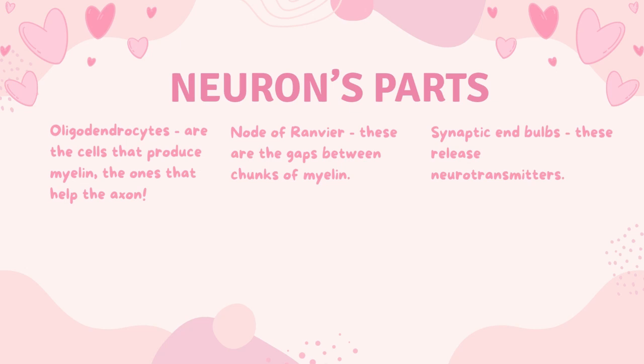Next, oligodendrocytes. These are the cells that produce myelin, the ones that help the axon. Next, the nodes of Ranvier are the gaps between chunks of myelin. And last but not least, the synaptic end bulbs are the ones releasing neurotransmitters. Neurotransmitters transmit signals between cells. It's like how they communicate.